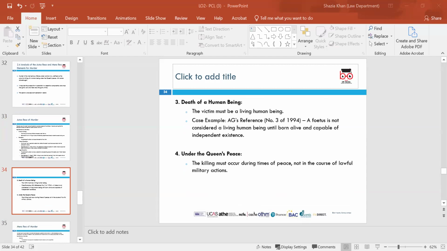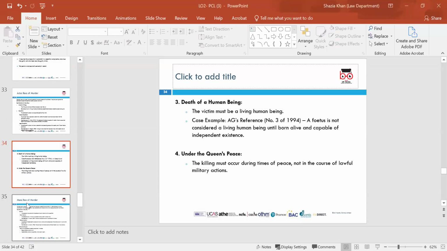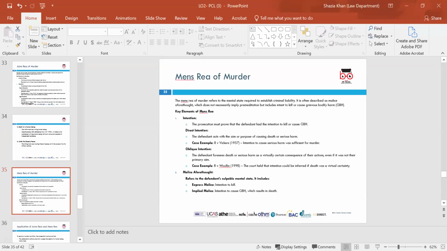So the specific actus required to establish criminal liability varies dependent on the case. As we mentioned, in murder, the actus would be the physical killing of another person, while in a drug possession case, the actus would be the possession of an illegal substance. So the mens rea of murder.